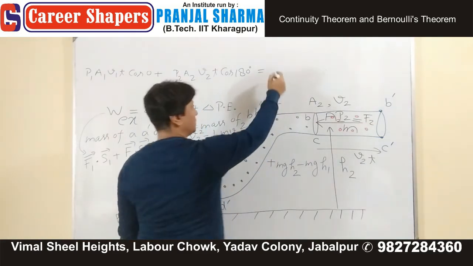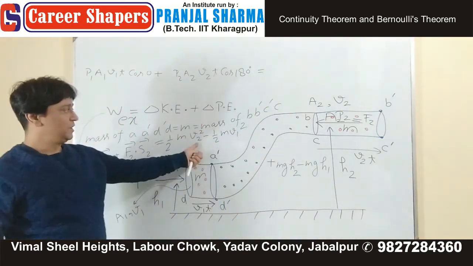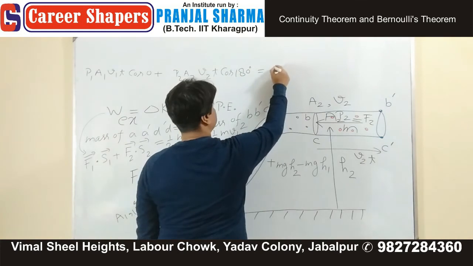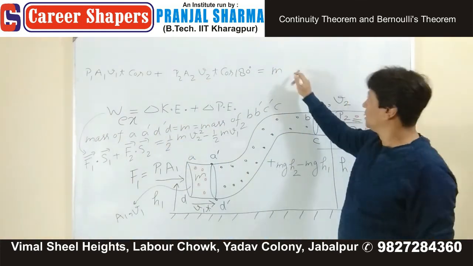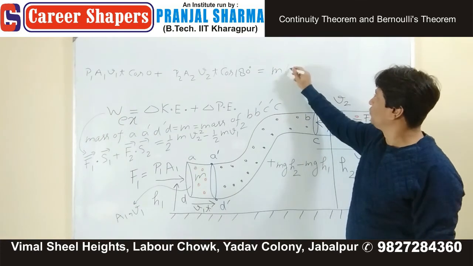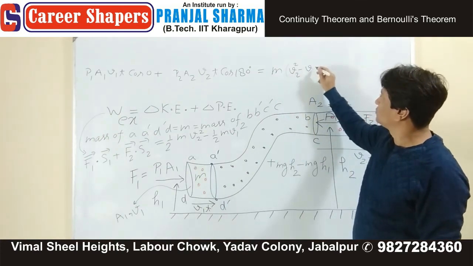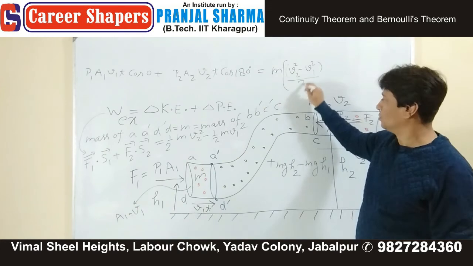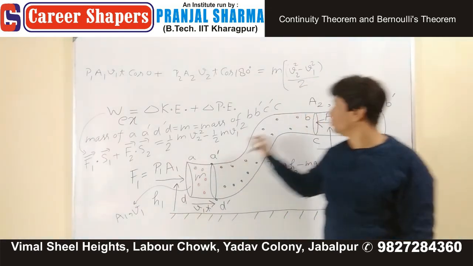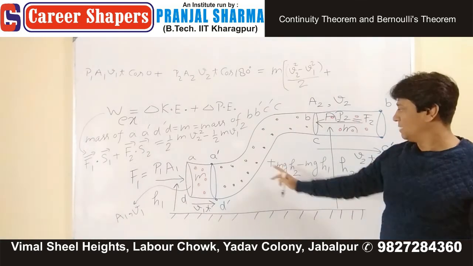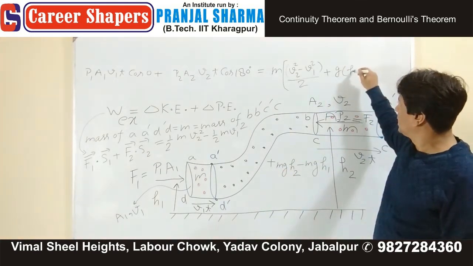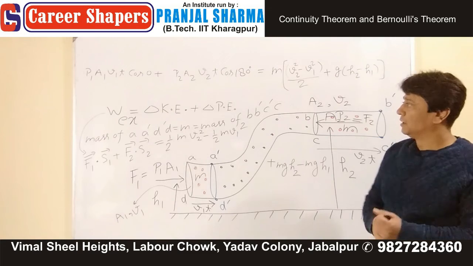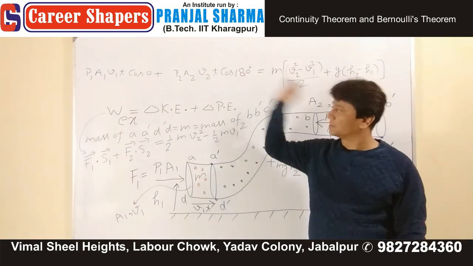On the right hand side now, you've got what? Half mv2 square minus half mv1 square plus mgh2 minus mgh1. So take m common, and you can write it as m into (v2 square minus v1 square) by 2, plus m into g into (h2 minus h1). This is this.